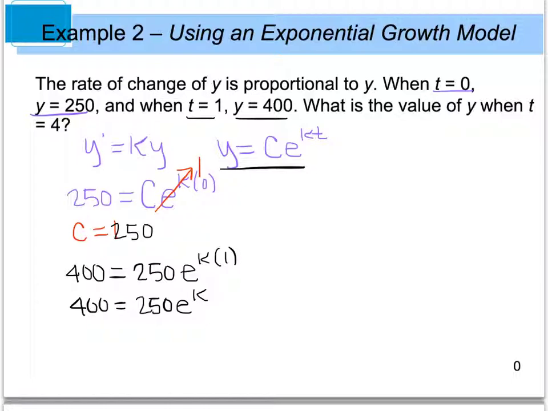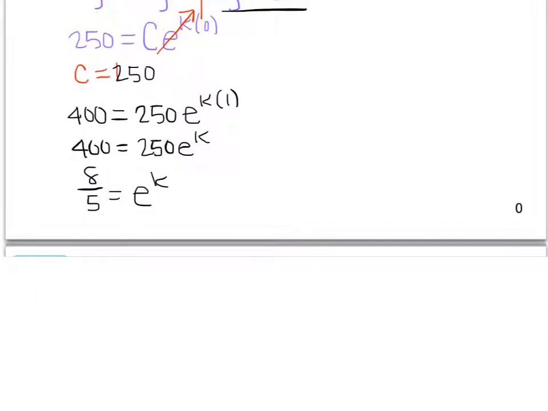And like we would with any other algebraic equation, if we want to isolate the variable, the first thing we need to do is get rid of everything else. So I'm going to divide 400 by 250, and when I simplify that fraction, I end up with 8/5 equals e to the k. Now if I want to isolate my k value, all I'm going to do to undo the e is take the natural log of both sides, and I end up with the natural log of 8/5 equals k.